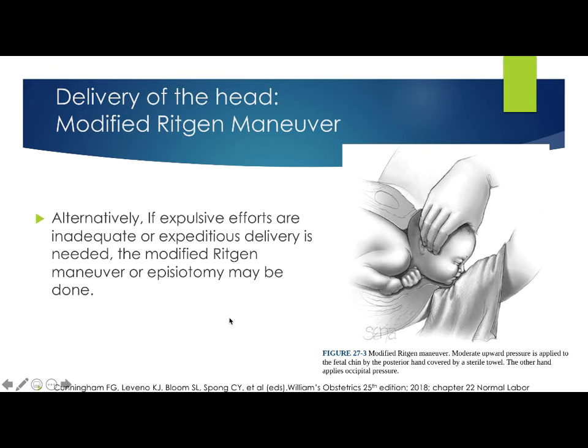So how do we do the modified Ritgen maneuver? As you can see in this picture here on the right, with this maneuver, gloved fingers beneath a draped towel exert forward pressure on the fetal chin through the perineum just in front of the coccyx. Concurrently, the other hand, which is on the fetal head, presses against the occiput. This maneuver was originally described in 1855, and it allows controlled fetal head delivery. It also favors neck extension so that the head passes through the introitus and over the perineum with its smallest diameters.